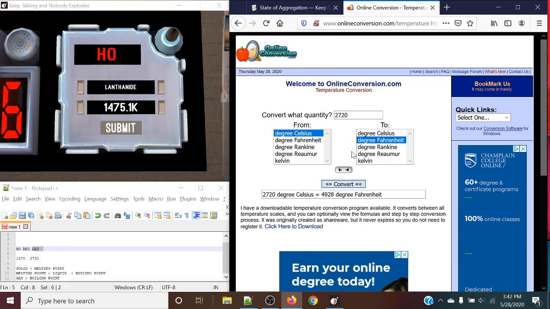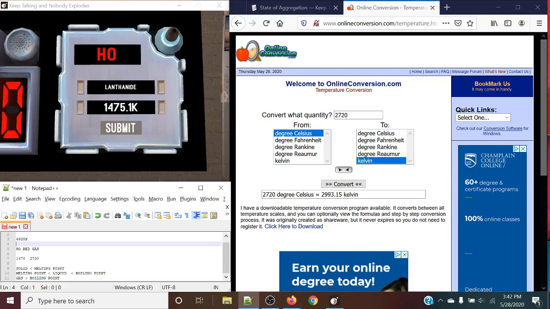Plug that in, convert, and that is equal to 4928 in Fahrenheit. Let's do the same thing except for Kelvin this time. And that is 2993.15 for Kelvin. And then 2720 for Celsius.